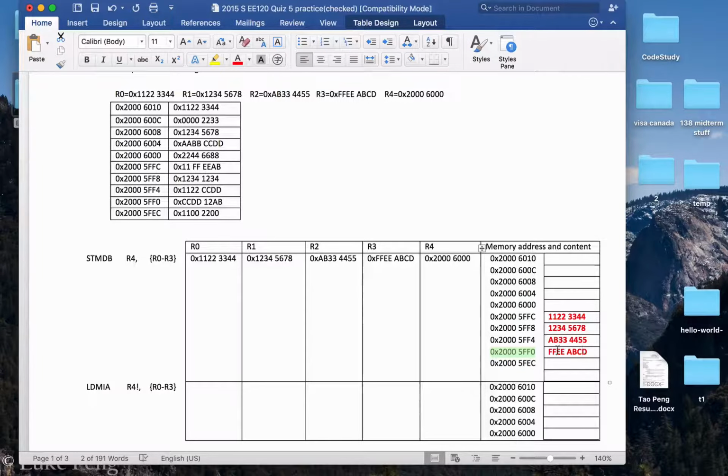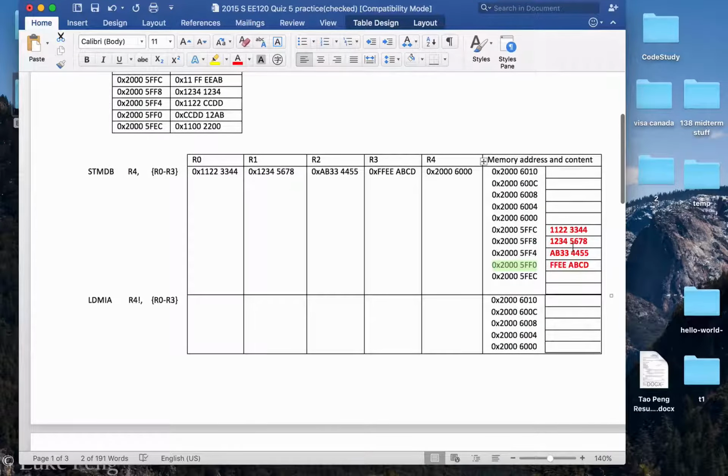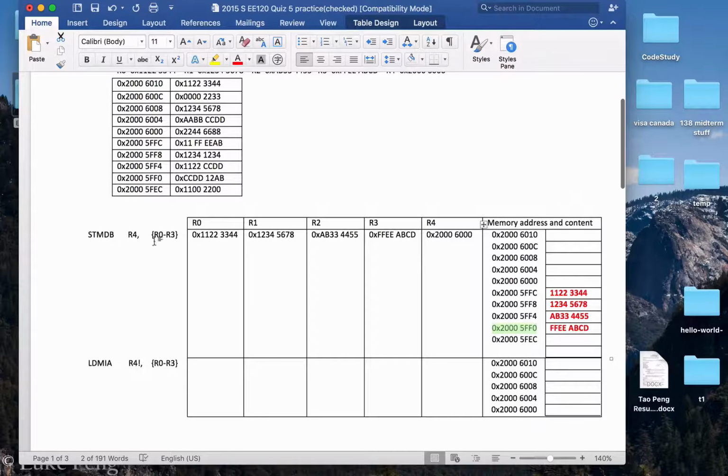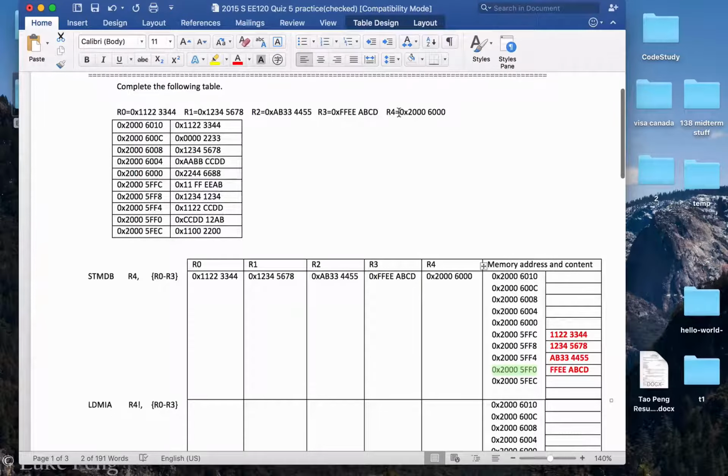So these are the four locations that change, because I store the values into my memory bank. The other stuff doesn't change. And what's going on for R4? R4 doesn't change, because I only use R4 as my starting point.